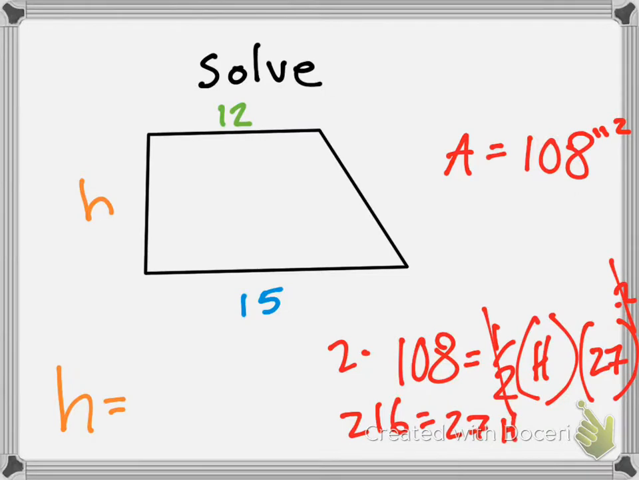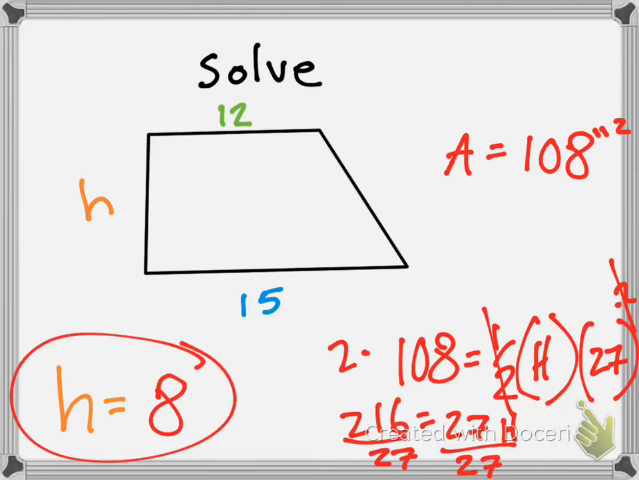Then how do I isolate that h? What do I do? Hannah? You divide 27 on each side. Perfect. I divide each side by 27. Since we're running out of time, my calculator nicely tells me that the answer is 8. The answer is nicely 8.